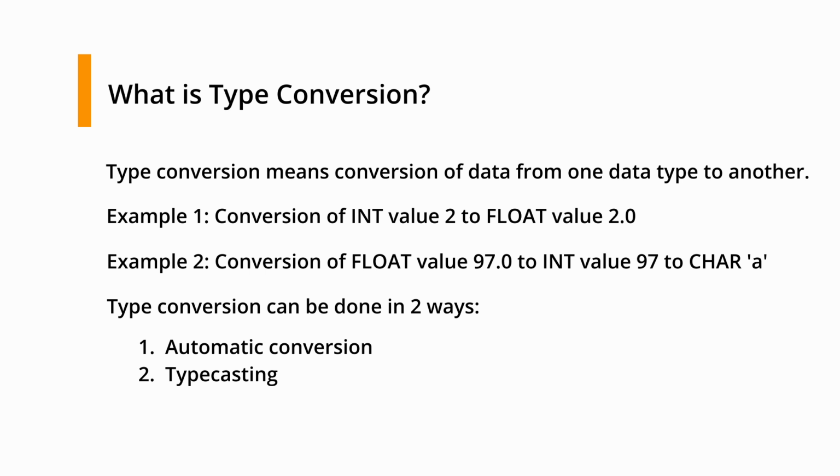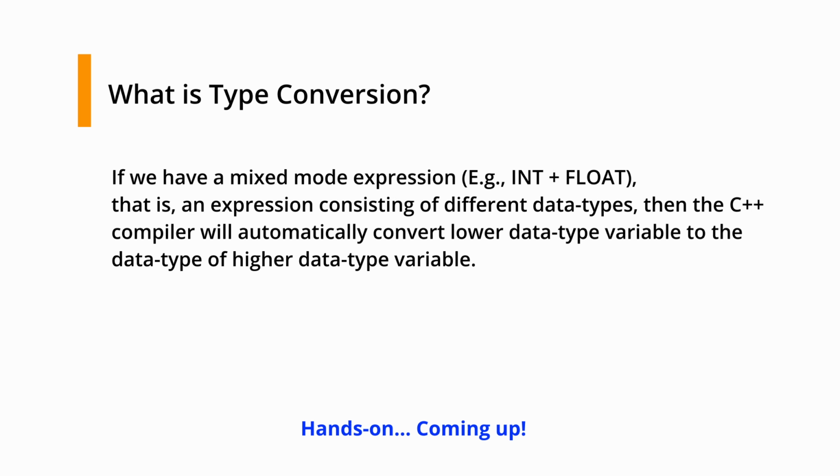In this video, I will talk about automatic conversion. Automatic conversion, as the name says, is the process of conversion of data from one data type to another automatically. This type of conversion is automatically done by C++ compiler. In C++, if we have a mixed mode expression, that is, an expression consisting of different data types, then C++ compiler will automatically convert lower data type variable to the data type of higher data type variable.